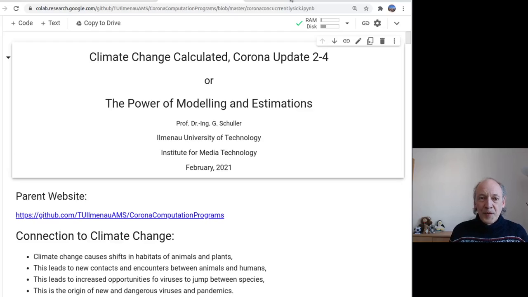Hi everybody, welcome back to Climate Change Calculated, this time a Corona update number 4, or the power of modeling and estimations using Python and Jupyter Notebooks. If you're interested, stay tuned.